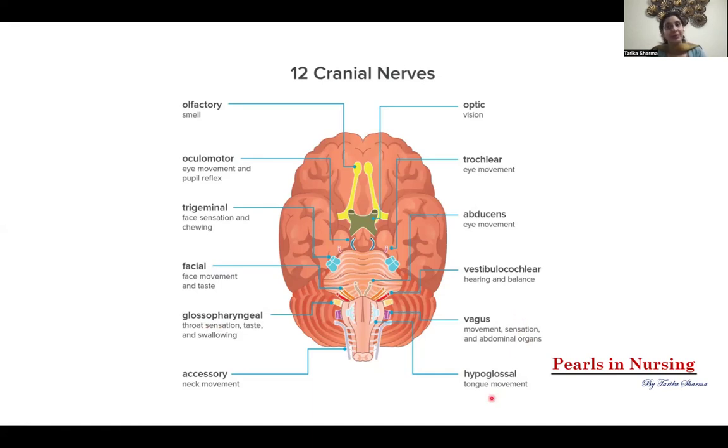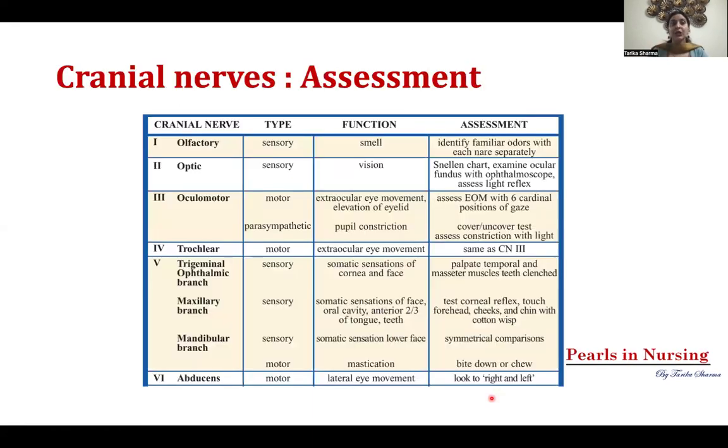So now in the upcoming slides, we'll see how we can assess the functioning of these nerves in our patient. We do the examination of the nerves as per the number of the cranial nerves. Like number one, we assess the olfactory nerve. The olfactory nerve is a sensory type of nerve and this is responsible for smell.